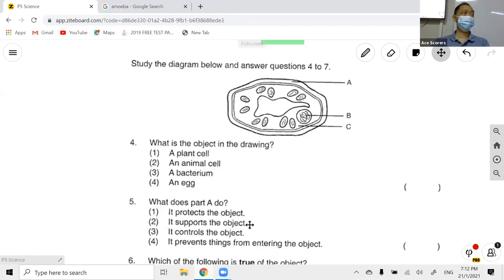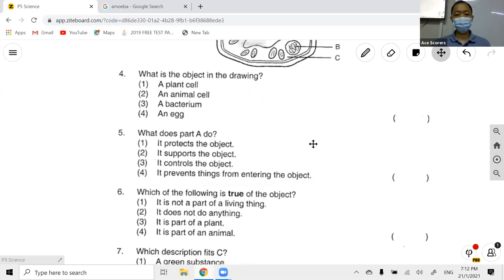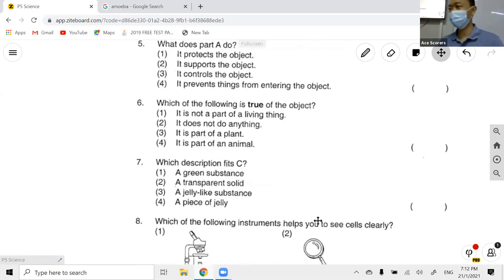Is 7 like a jelly-like substance? Wait, what do you do first? I don't understand. Let me keep my microscope. Wait, what 7 is it jelly-like? A substance. Which? I see. Cytoplasm. So, like a jelly substance.